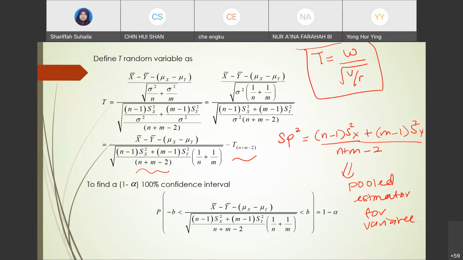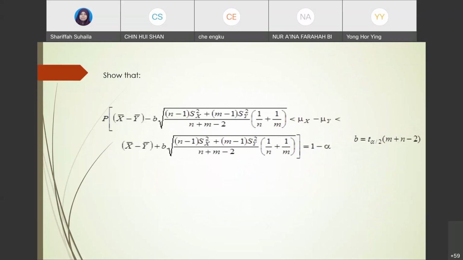Okay, so you have this one. So when you want to construct your confidence interval, the same thing you take kiranya kita ada probability negative t alpha over 2, n plus m minus 2, less than t, less than t alpha over 2, n plus m minus 2, sama dengan 1 minus alpha. Then kita replace lah t kita dengan random variable ni. And then after that you will modify and then get lah this one.